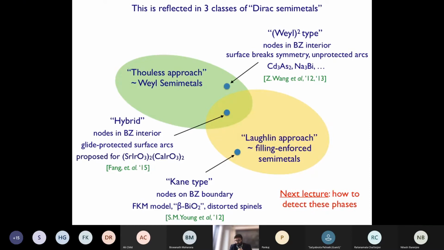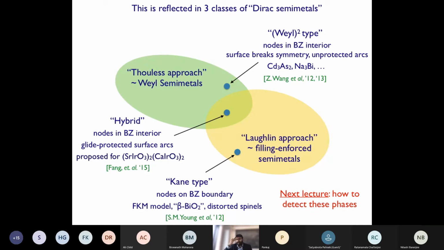That's why they're non-trivial. There's a different type of Dirac semimetal that Charlie Kane and collaborators found, which has nodes on the Brillouin zone boundary, and the Fu-Kane-Mele model is of this type. This does not have any Fermi arcs, because the 2 Dirac points that are forced to appear next to each other are actually at the same point in momentum space. And you can also get things that combine both these features: nodes in the interior of the Brillouin zone, but still with some non-symmorphic symmetry, so they are enforced by the filling, but also have some non-trivial surface states.